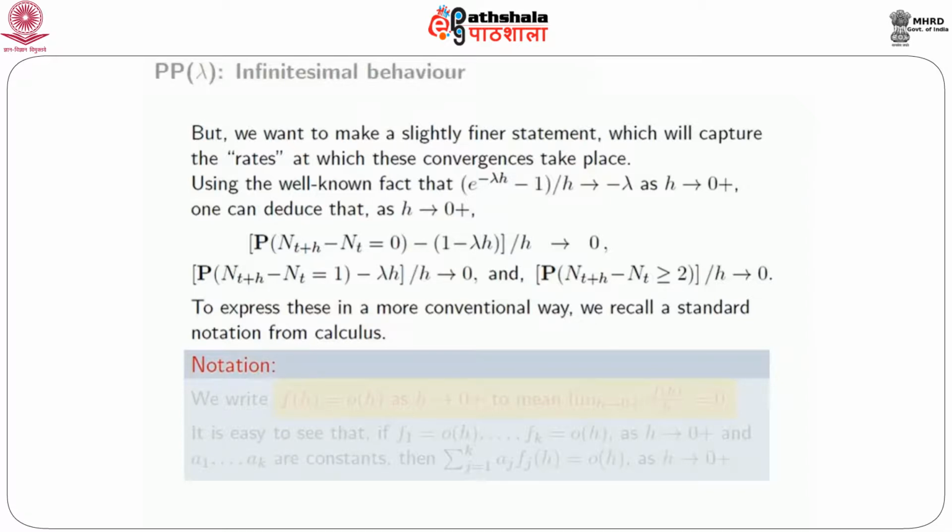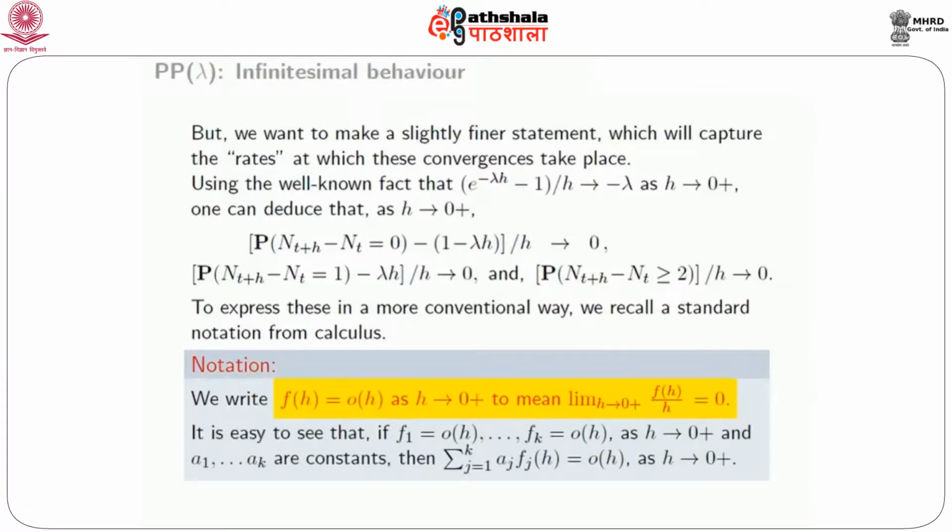Now we want to express these statements in a more conventional way. We recall a standard notation from calculus. For a function f, one writes that f(h) is little o of h as h goes to 0 plus, simply to mean that the limit as h goes to 0 plus of f(h) over h is 0. Roughly what it means is that f(h) goes to 0, but at a rate faster than h, so that even if you divide f(h) by h, it still goes to 0 as h goes to 0 plus.